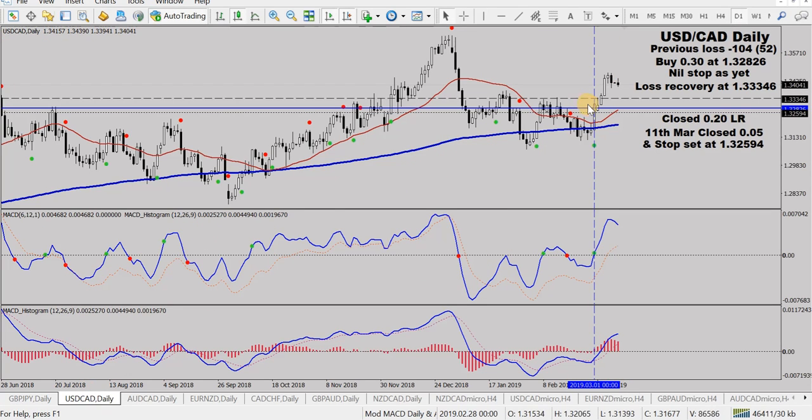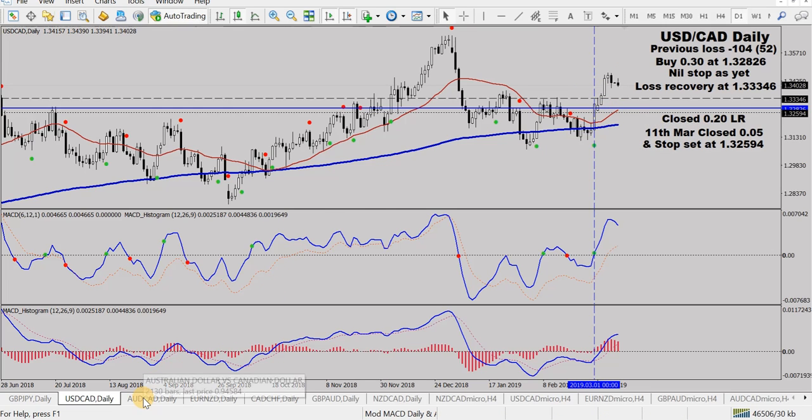USD CAD in a buy from back here. Remember, the blue line's intersection represents the actual point of entry, so it's basically close to the open of the candle after that dotted line. So the open's there. You can pause the video, read my notes. They're in order. I had a loss on that, so I bought at 0.3, had a loss recovery level that went through there, so closed 0.2 and hit that loss recovery. Today I've closed half my remaining 0.1 and set a stop just below the entry, just below the 25 SMA here. So that's going all right.